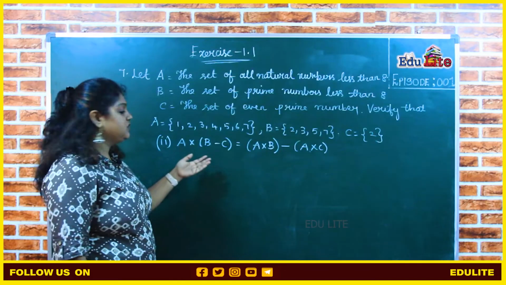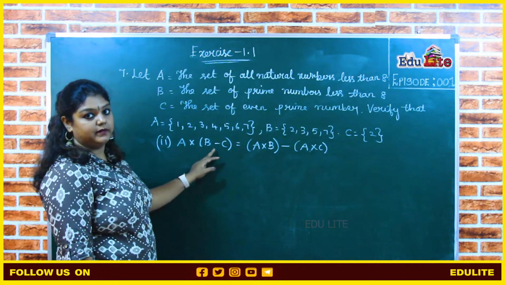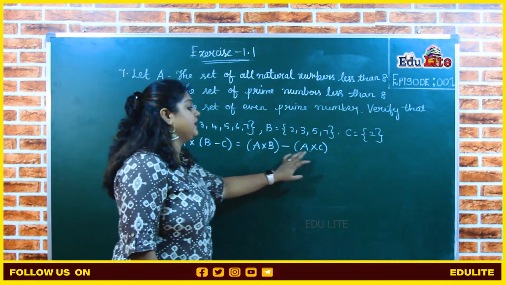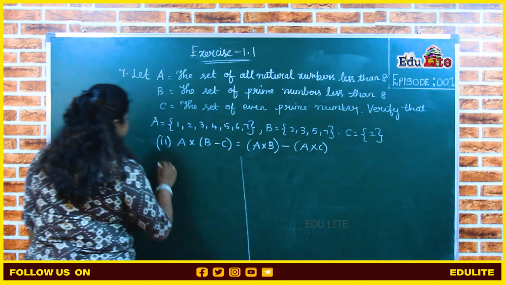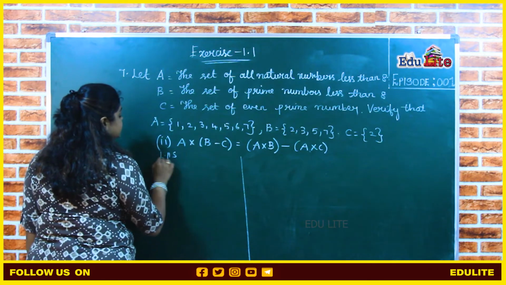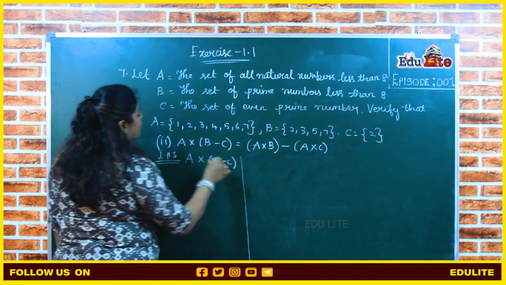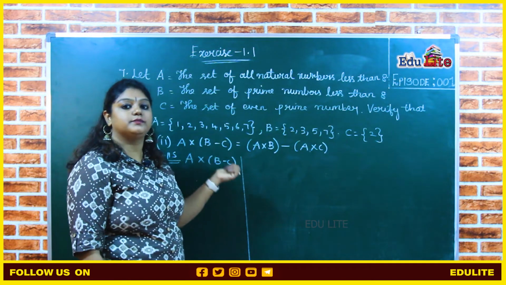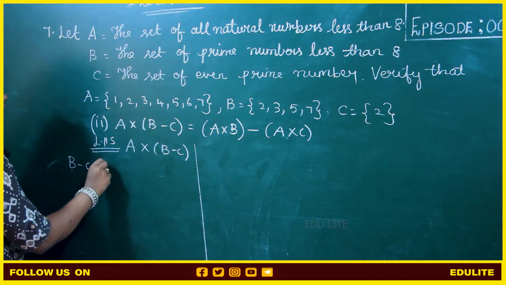In the second subdivision, what we are given is A cross product with B but not C, which is equal to A cross B but not A cross C. We will prove this subdivision. As usual, we will start off with the left hand side. The left hand side given to us is A cross B but not C. We have to complete the portion within the brackets, then cross product it with A. So for that we have to first find out B but not C.